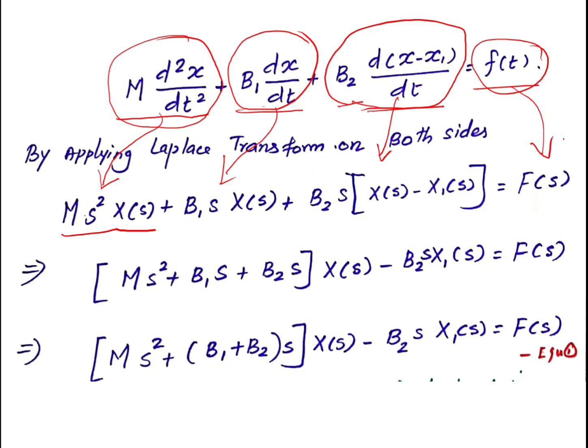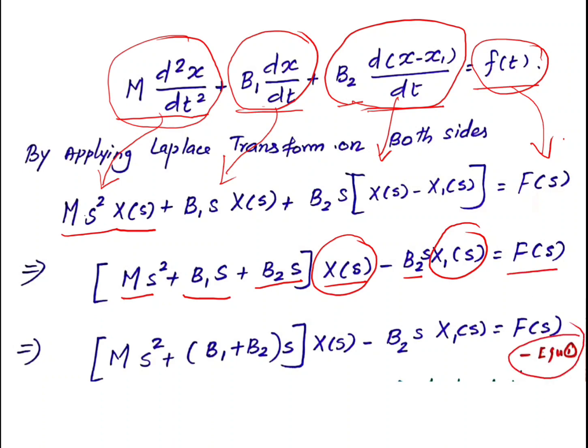which is F of s. Now we have to rearrange the equation so that we can collect X of s and X1 of s. When we rearrange it, we get m into s squared plus b1 into s plus b2 into s, into X of s, minus b2 s into X1 of s, is equal to F of s. So we are going to consider this as equation 1.